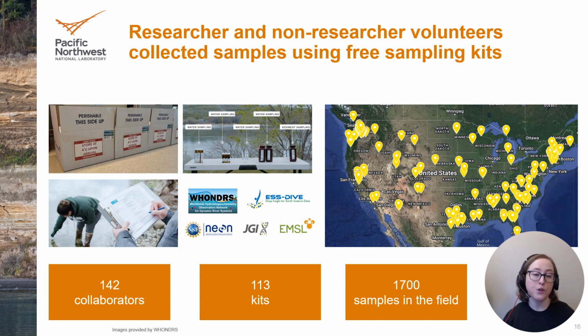The folks who sampled could be researchers or non-researchers. We widely advertised the opportunity to sample, and we worked with these collaborators to identify sampling locations that were not just useful to our project, but also of interest to their research or community. Many times, this involved us incorporating new sites into the machine learning models to find locations that were at this nexus of mutual benefit for us and our collaborators. We ultimately worked with 142 collaborators to collect 113 sampling kits, which resulted in about 1,700 samples collected in the field.